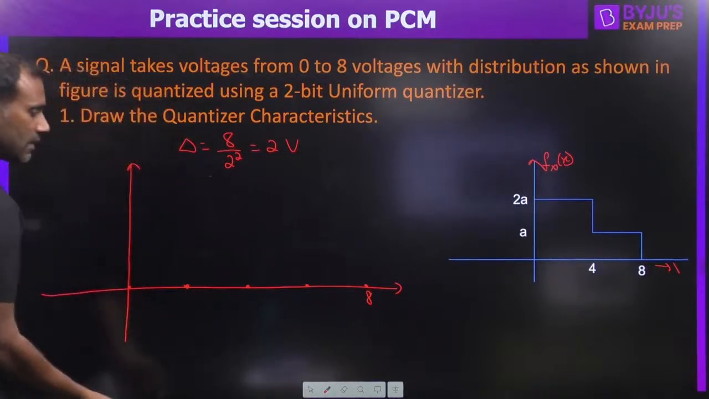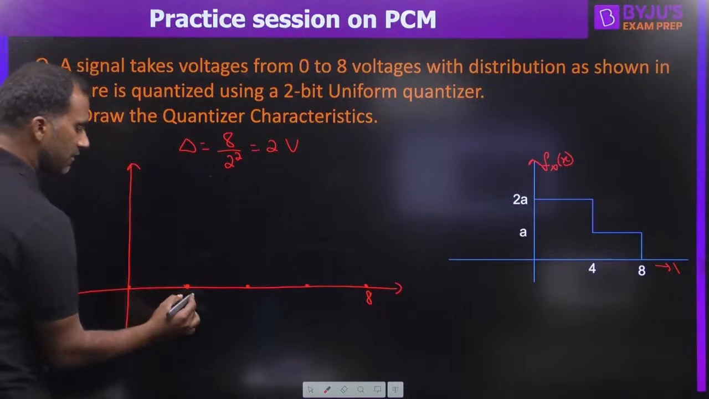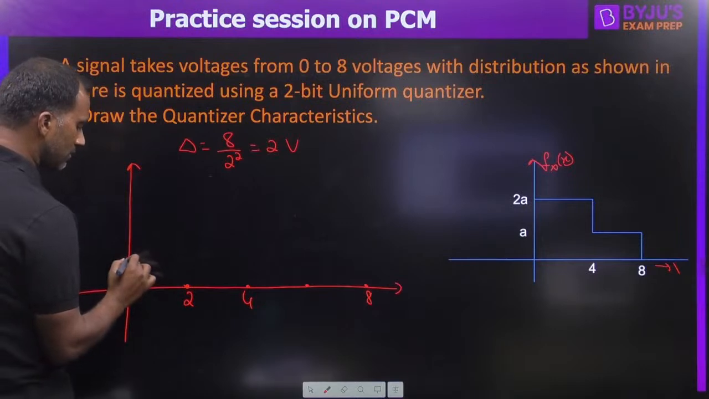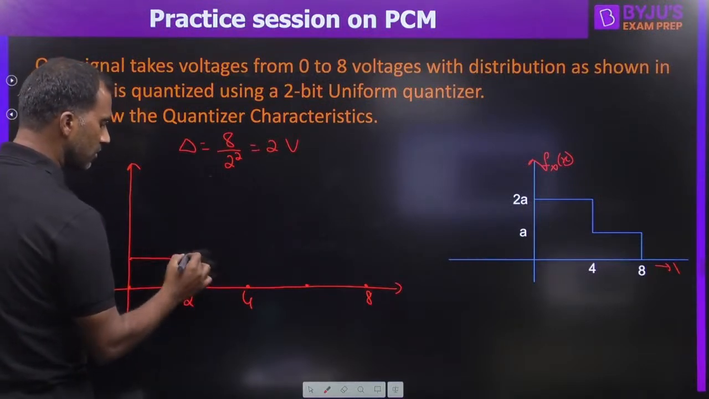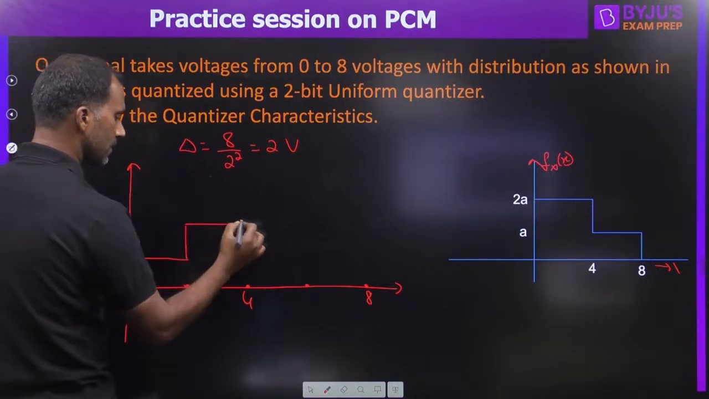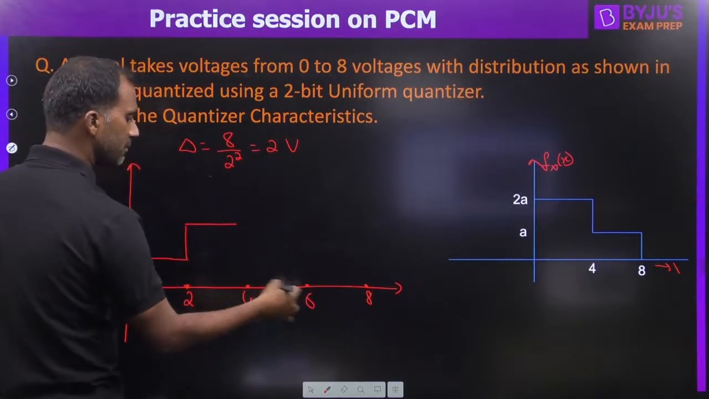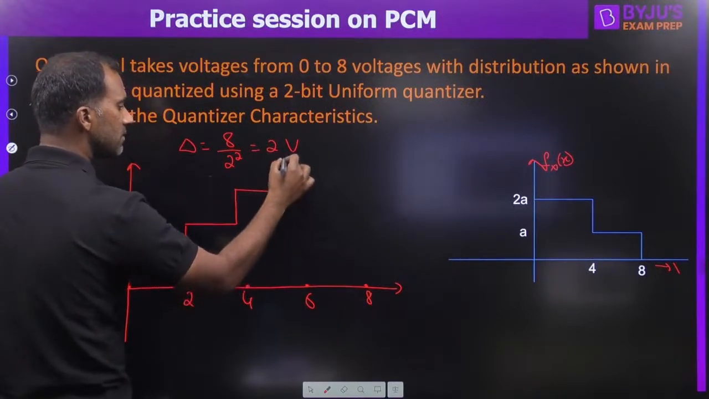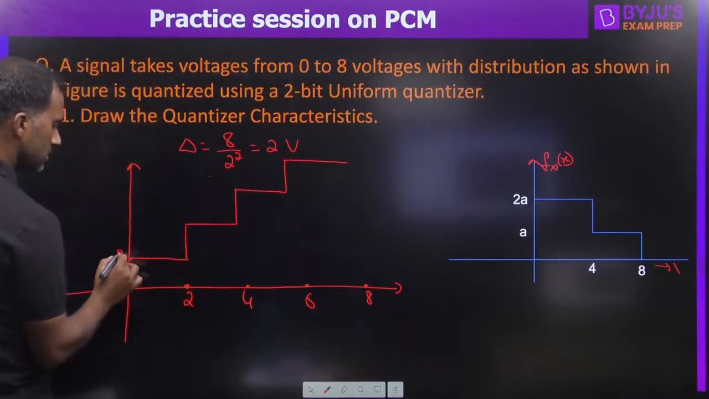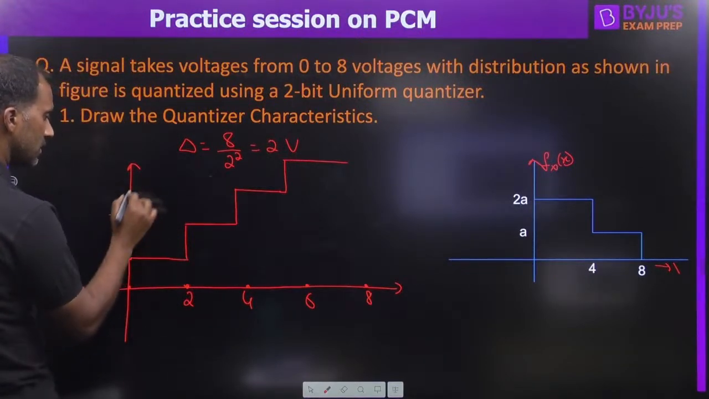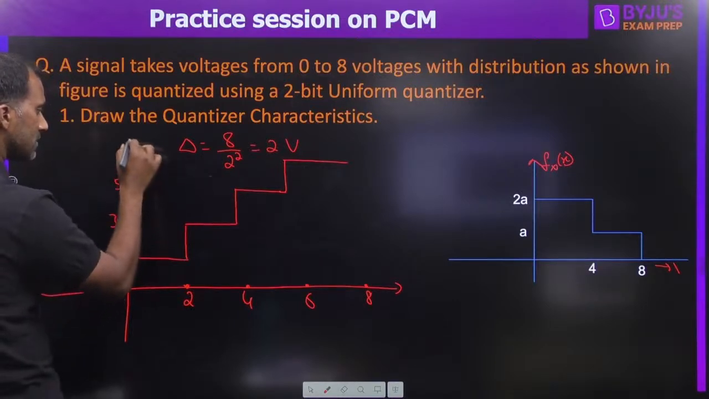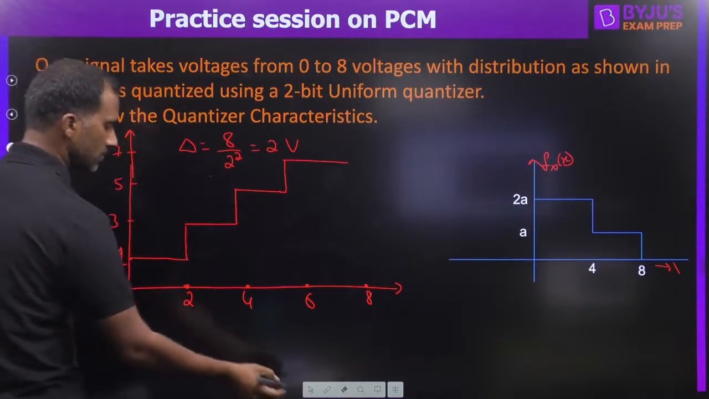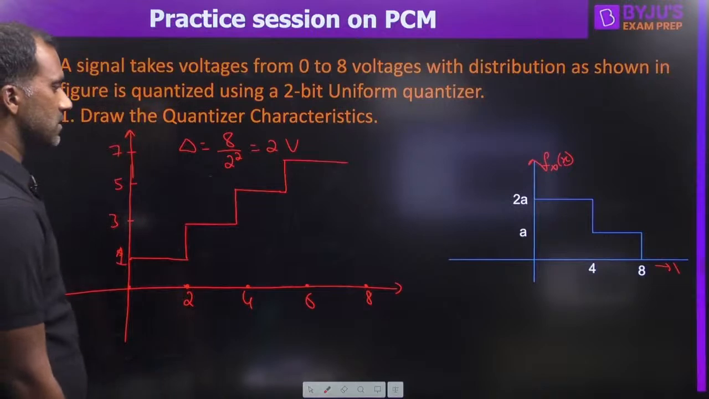Right, now let us plot the quantizer characteristics. What is the quantization level for this region, 0 to 2 volts? Midpoint of 0 to 2 is 1. So 1 will be the quantization level for this region. From 2 to 4, quantization level will be 3. For 4 to 6, the midpoint is 5. And from 6 to 8, the midpoint is 7. So this is 1, 3, 5 and 7. This is the quantizer characteristics.